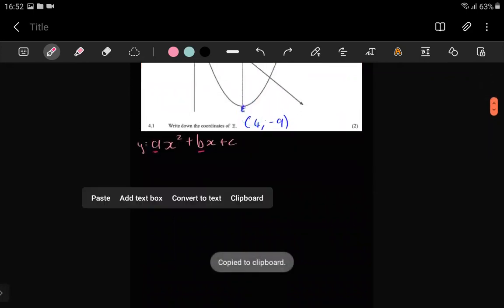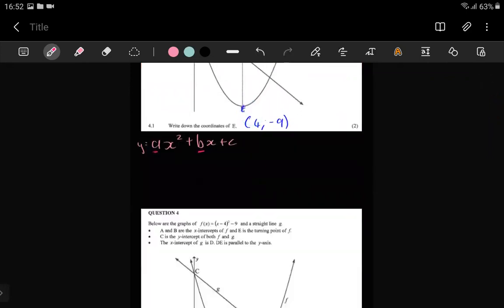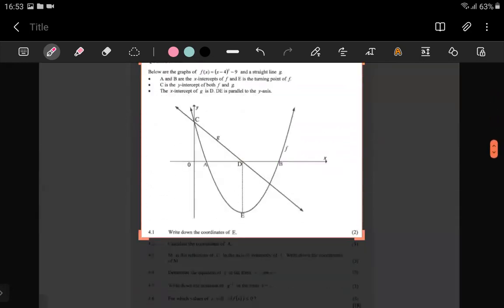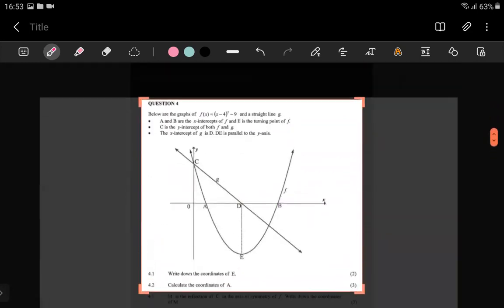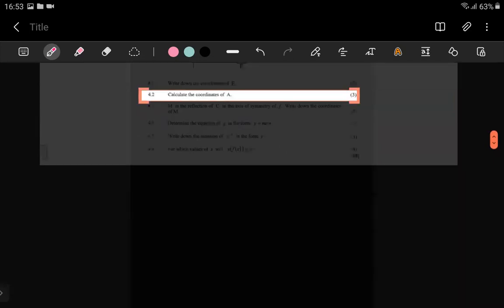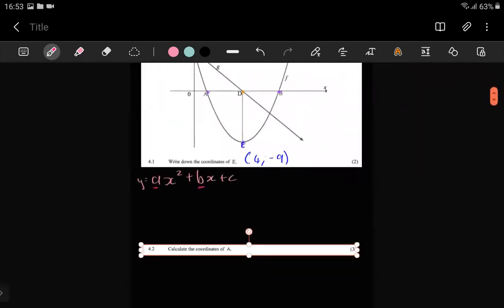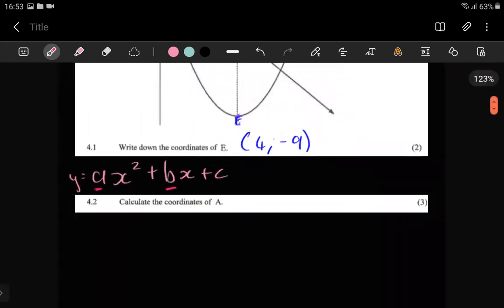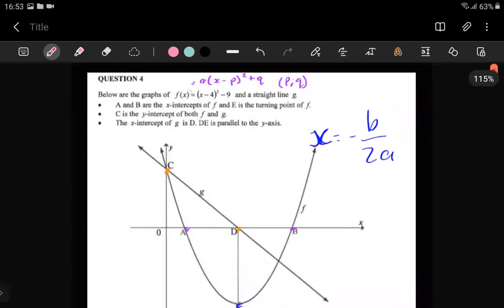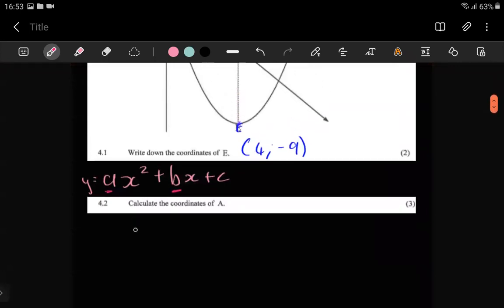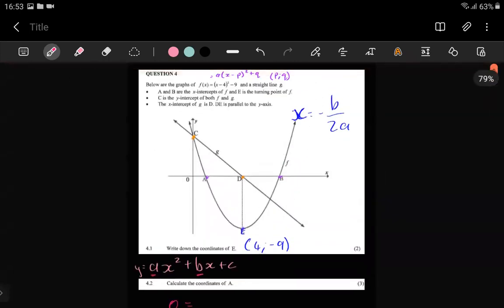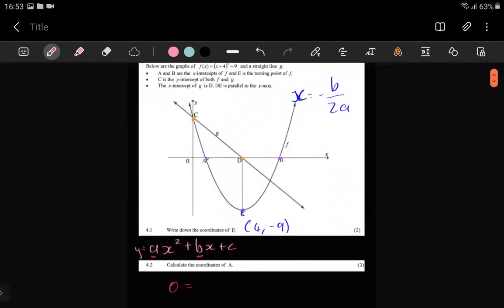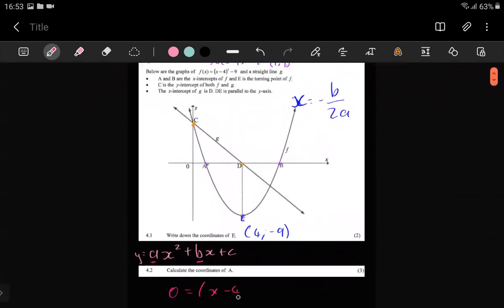Nice. So let's see what the next one is asking for. A. A is one of the x-intercepts. So that's something that we need to. So x equals 0. Yes. So in the equation here, we would need to make x a 0, right? So here we'd have 0 is equal to the equation, right? Which is x minus 4 squared and then minus 9.